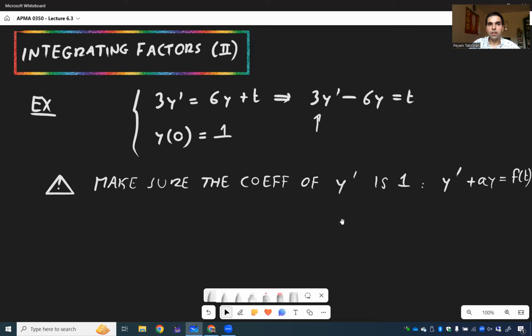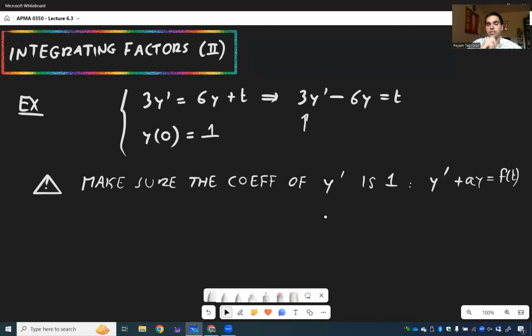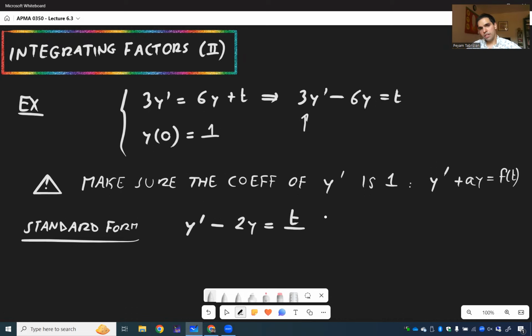And I might talk about this later, but this is sometimes called standard form. In Farsi, we call it forme standard. And so in this case, dividing by 3, we get y prime minus 2y equals t over 3.